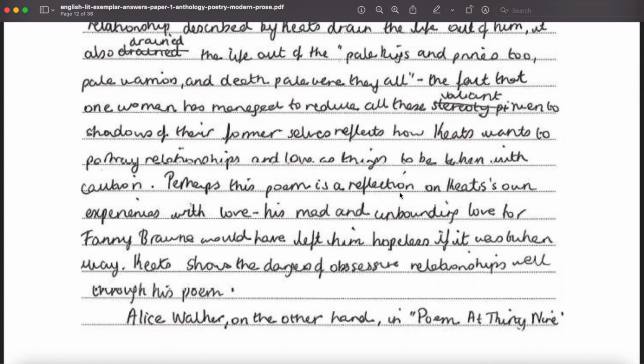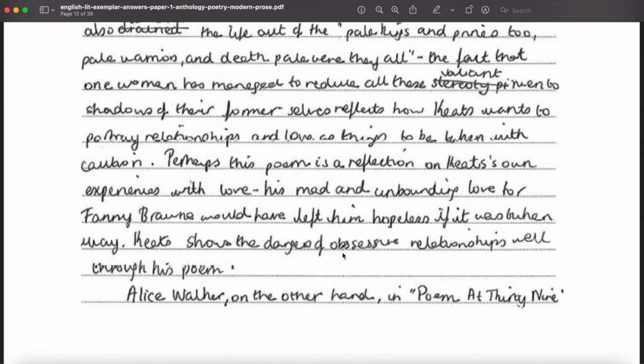Perhaps this poem is a reflection on Keats' own experiences with love. His mad and unbounding love for Fanny Brown would have left him hopeless if it was taken away. Keats shows the danger of obsessive relationships well throughout the poem. Okay, so now what she or he has done in this poem is talk about the context. This over here is all context, background information that you would otherwise not know if you had just learned about the poem.